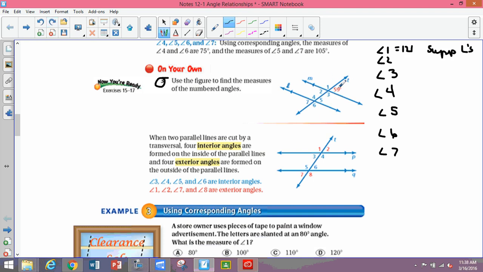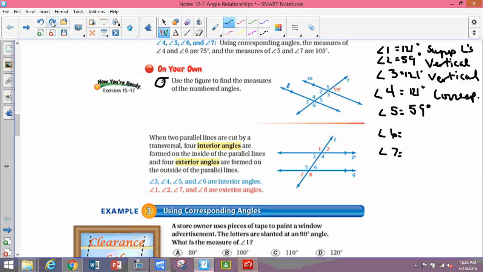We know that this one's 59. Angle 1 is 121 degrees because it's supplementary to the 59 degree angle. Therefore, angle 2 is also 59 degrees because it's vertical, okay? And angle 3 then is 121 degrees because it's vertical, okay? Angle 4 is 121 degrees because angle 4 and angle 1 are corresponding angles, okay?